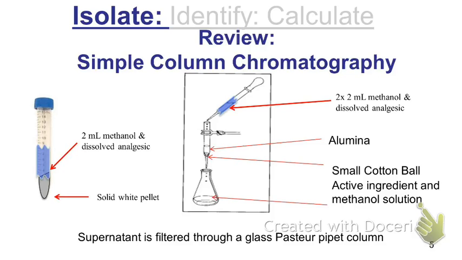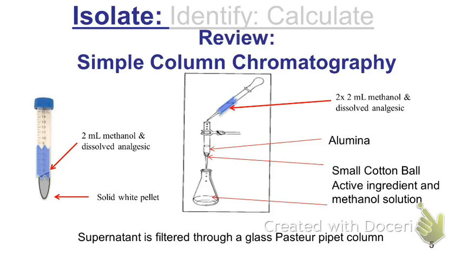Okay, so again, another figure to kind of show what's going on with this. You'll take your solid, you'll mix it up with 2 mils of methanol, centrifuge it, and you'll get that white pellet at the bottom of the tube. You'll take the methanol off, okay, and set that aside. You'll add a fresh batch of 2 milliliters of methanol.